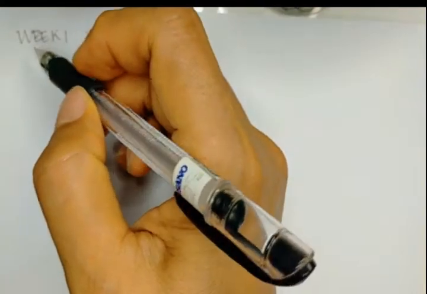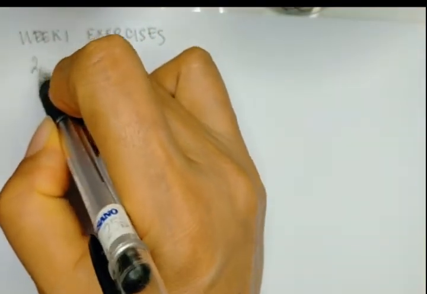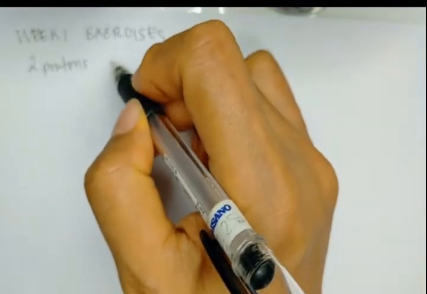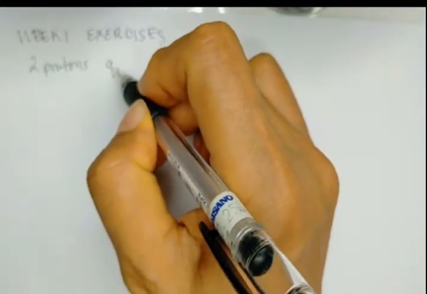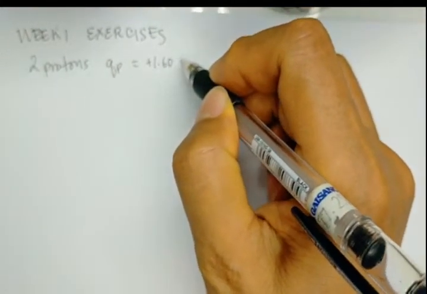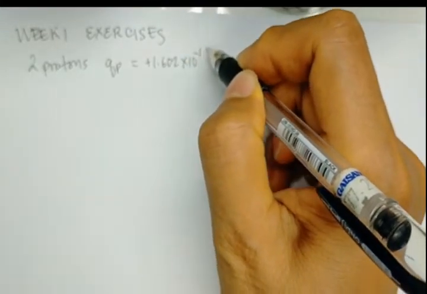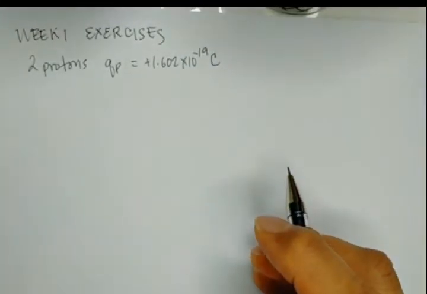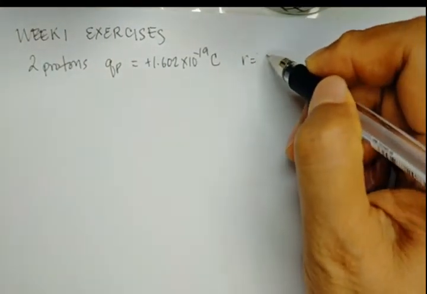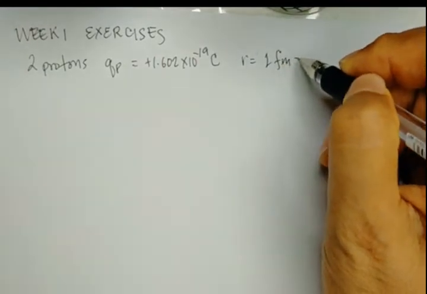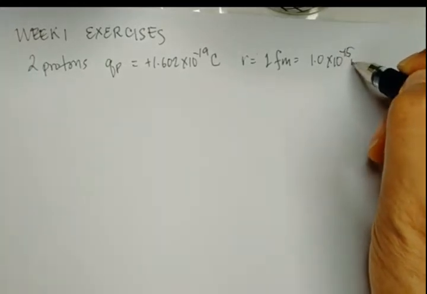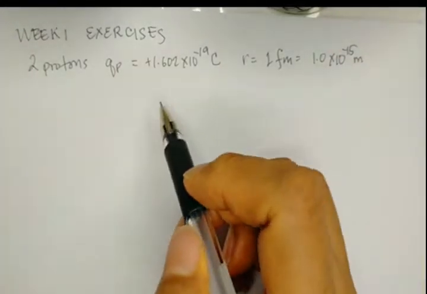So, we have, question is, we have two protons. Ang charge ng proton, usually Q sub P, is equal to positive 1.602 times 10 to the negative 19 Coulomb. Yan ang charge. They have a separation of R is equal to 1 femtometer, which is equivalent to 1.0 times 10 to the negative 15 meters. So, yun ang mga given values.